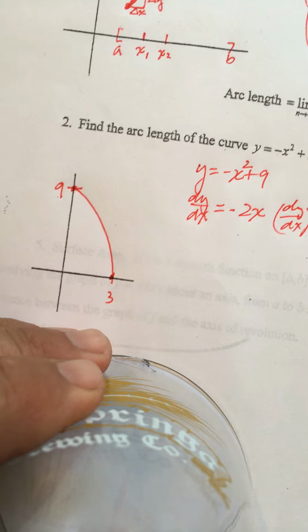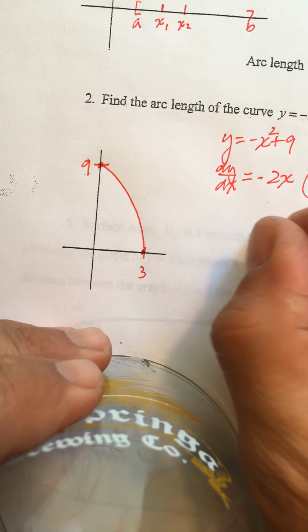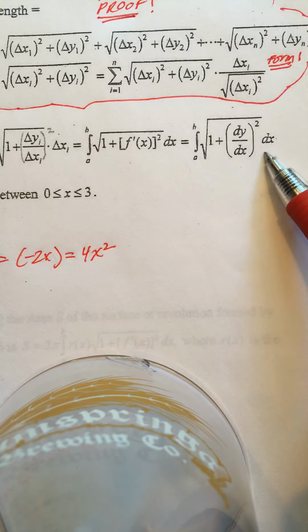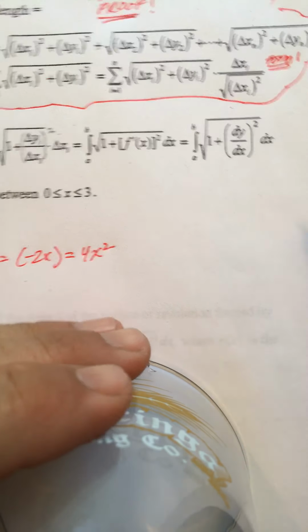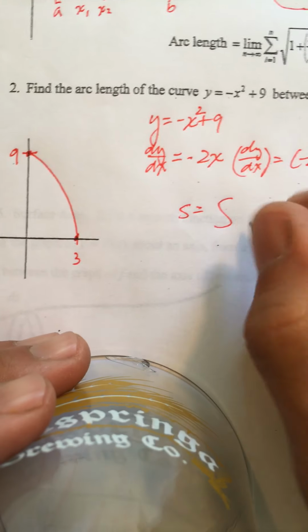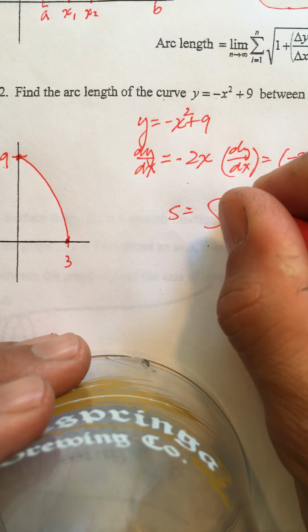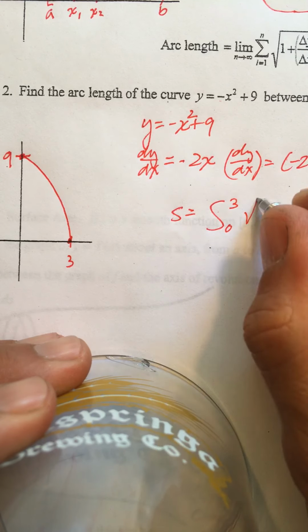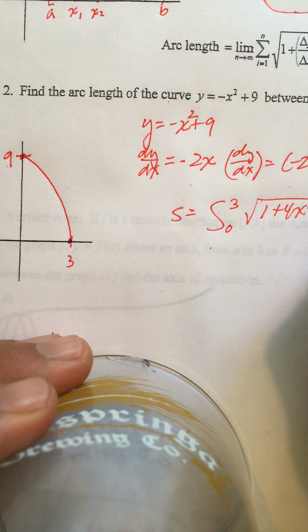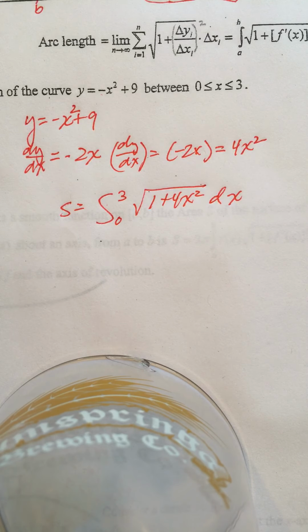And then what we're going to do with that is plug that into the formula. S equals the integral. We're running this with respect to x, so everything is in terms of x. So it would be from 0 to 3 along the x-axis that we want to run this, and it's going to be the square root of 1 plus 4x squared dx. Now we run into an issue here.